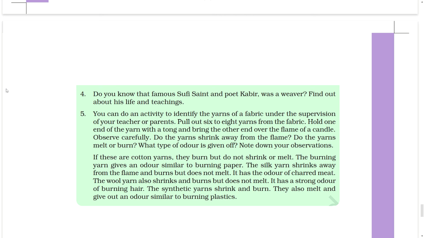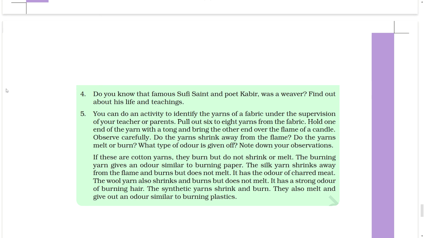5. You can do an activity to identify the yarns of a fabric under the supervision of your teacher or parents. Pull out 6 to 8 yarns from the fabric. Hold one end of the yarn with tongs and bring the other end over the flame of a candle. Observe carefully. Do the yarns shrink away from the flame? Do the yarns melt or burn? What type of odor is given off? Note down your observation. If these are cotton yarns, they burn but do not shrink or melt.